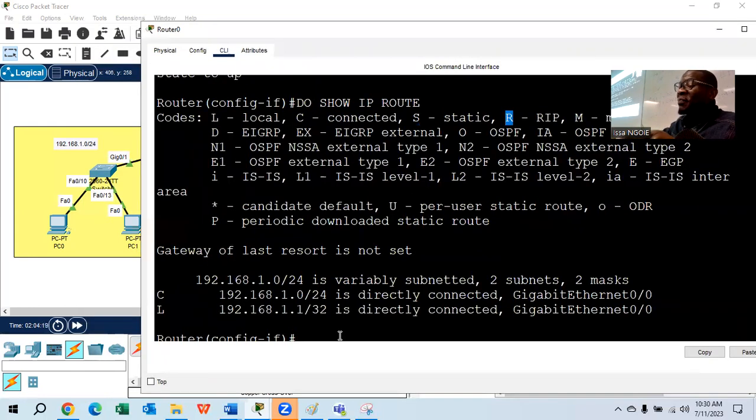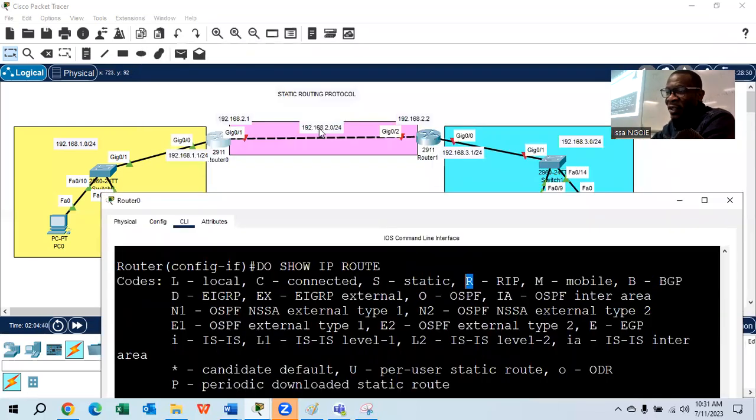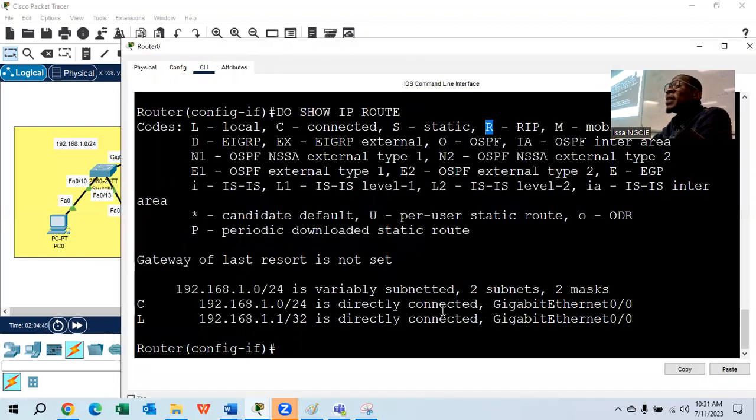But here, when we look at the database by doing do show IP routes, you can see that there is no routing protocol. There is nothing we configured yet about routing protocols. So we cannot even learn about this network here, the 2.0. Did you see it here? On the database, it's not there. Why? Because we never configured it yet. For troubleshooting, when you go to your router, you just say show IP routes. You can learn something about your router.